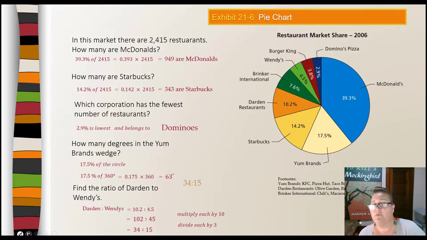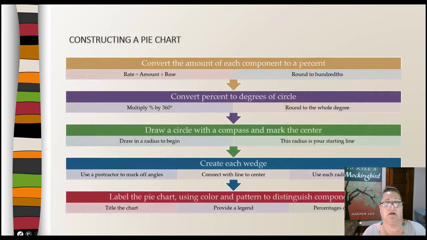All of these types of questions can be asked for circle graphs. All right, how do we construct a pie chart? Well, constructing a pie chart by hand is a bit more involved than what you're going to have to do, but we need to be clear that we need to find the amount of each component as a percent. So we're going to do the amount divided by the base, or the amount of any particular category divided by the total. We're going to round those to the hundredths.